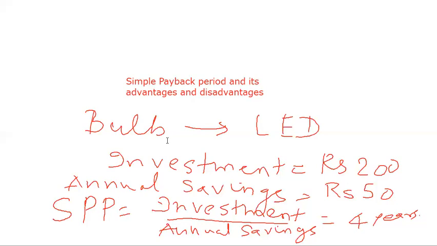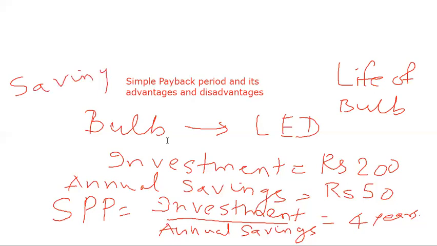Now, what is the disadvantage of this? The disadvantage is that it is too simple, in the sense that it is based on a number of assumptions. What are the assumptions? For example, in this case, we are not considering the life of the bulb and the life of the LED. Why is this a disadvantage? Because we are not calculating the savings over the entire life of that energy saving option.